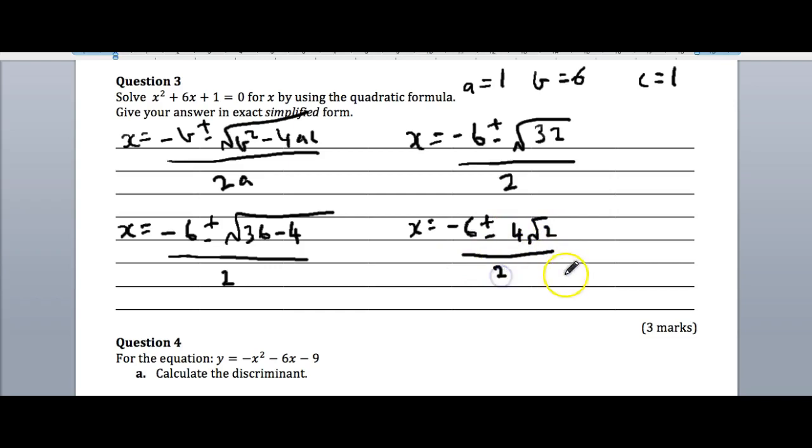over 2, and then I need to just divide both by 2. So we're going to have negative 3 plus or minus 2 root 2. And you could leave your answer like that. There's nothing wrong with leaving it as one solution. Well, it's not really one solution. You can leave it like that, or you can separate it.